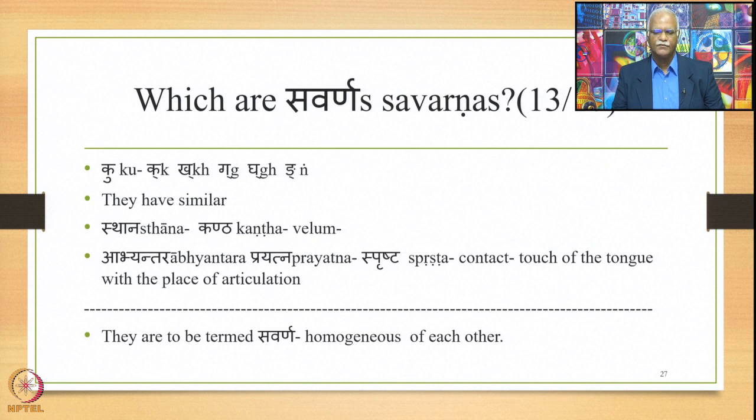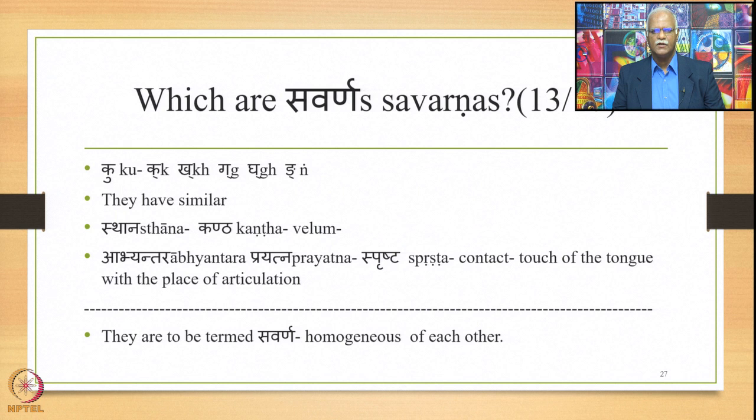Then we have the mention ku, meaning ka, kha, ga, gha, and ng. They have similar sthana, namely kantha, and similar abhyantara prayatna, namely sprishta or contact, touch of the tongue with the place of articulation. Now all these five are to be termed as savarna with each other.